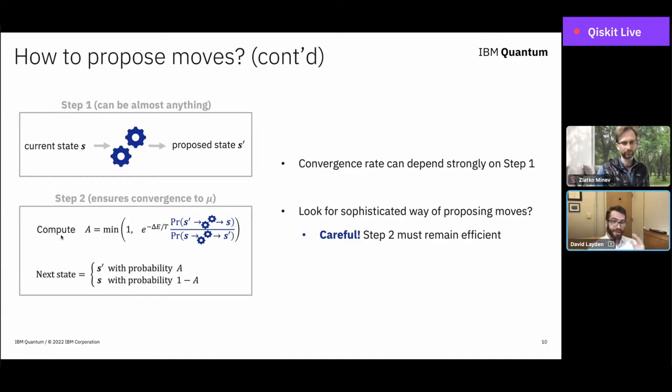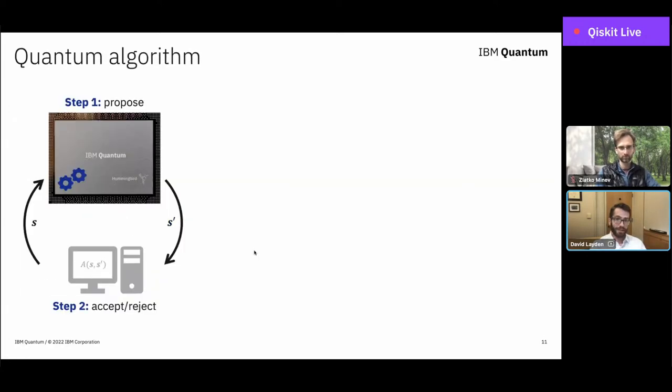Because remember that you have to every time go and compute this number A, that's some probability. And that number A has this funny dependence on this fraction in blue here, which is some property of how you're proposing the moves. And so if you're proposing moves by some means that's so complicated that you can't efficiently evaluate this fraction here, then the whole thing falls apart because you can't rapidly iterate through these steps. And so with this warning in mind, let me introduce our quantum algorithm, in which we use a quantum processor to propose these random moves, and then a classical processor to accept or reject them.